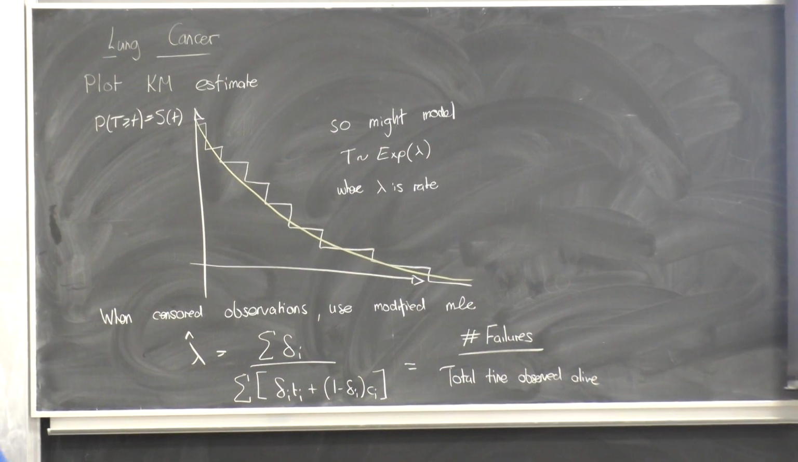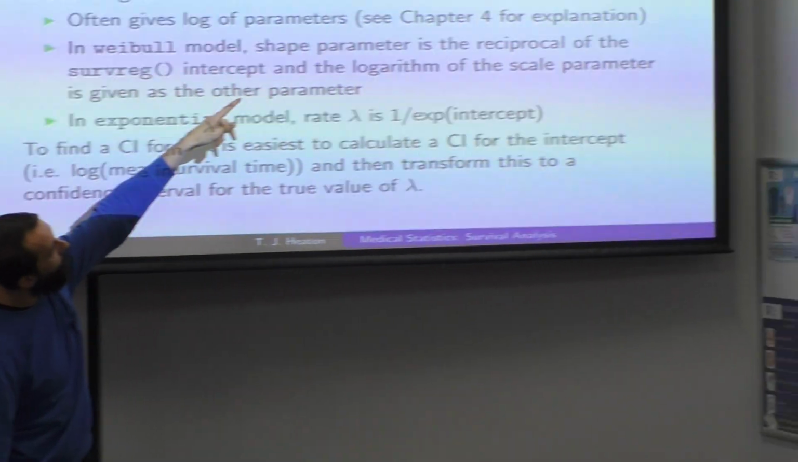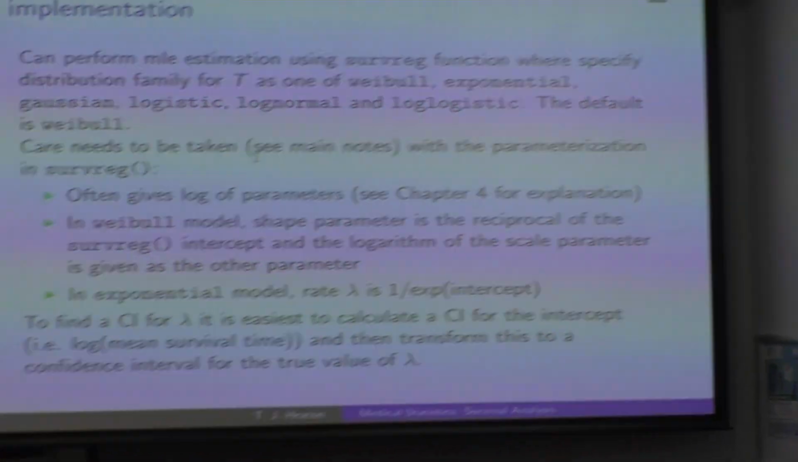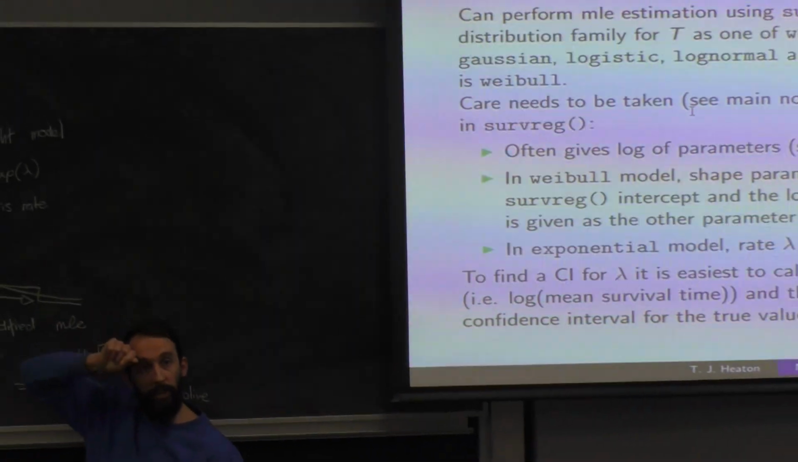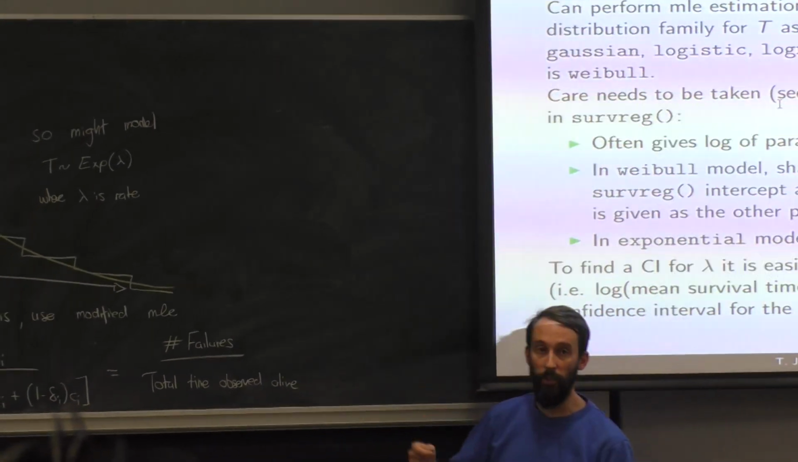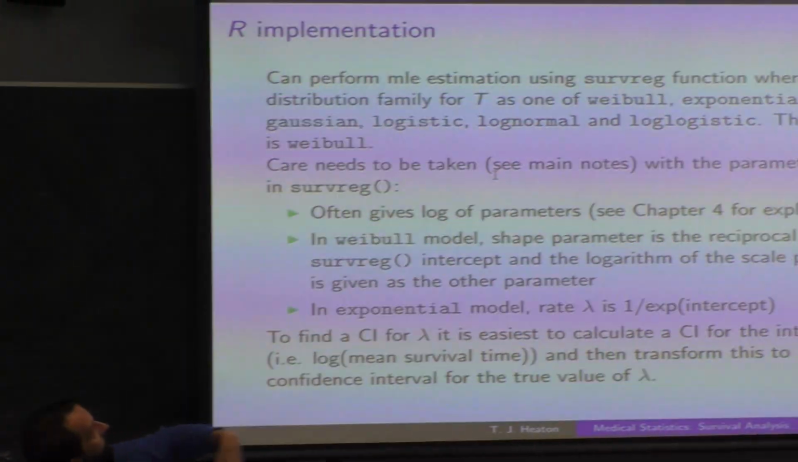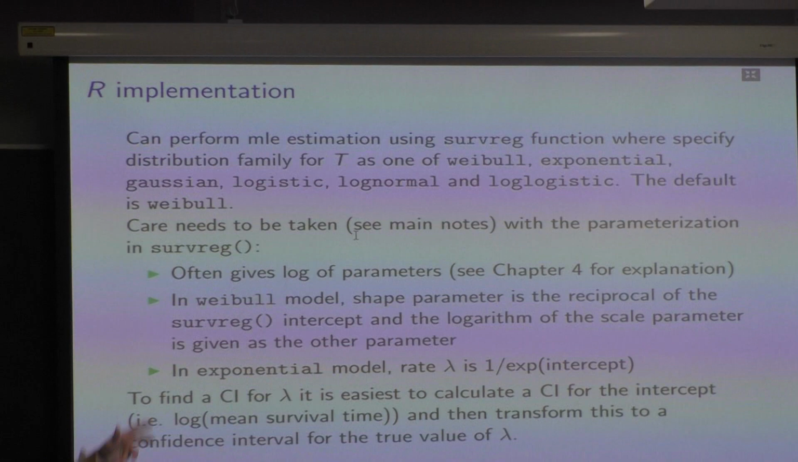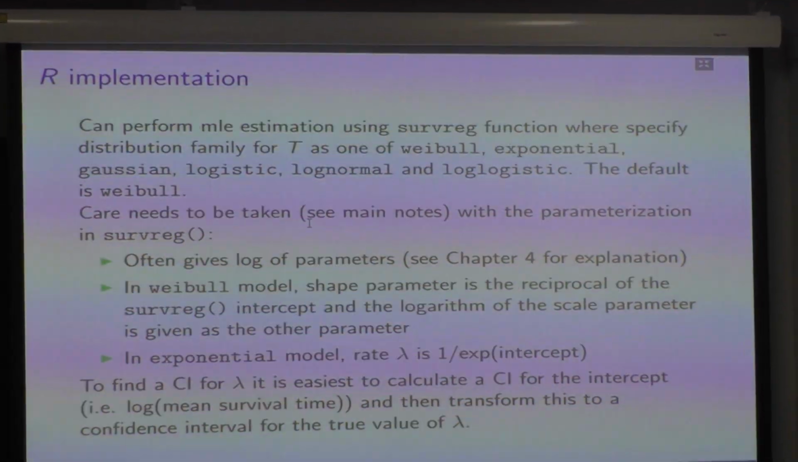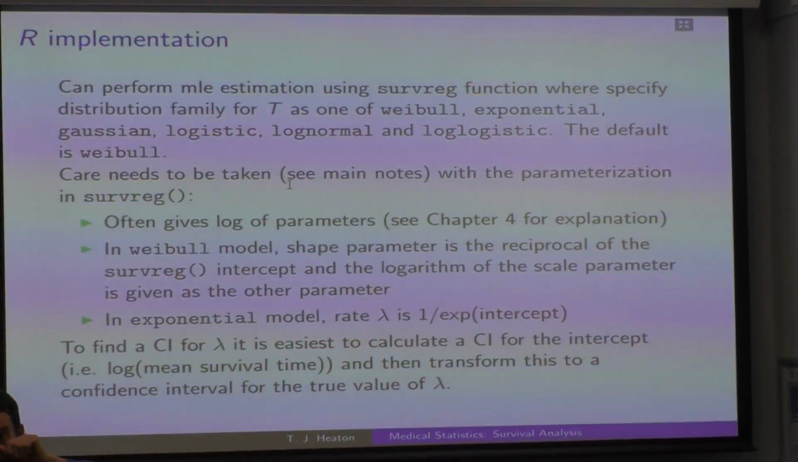The survival library in R will allow you to fit a whole load of different random variables to your data and work out the MLE in the presence of censoring. So you can choose a Weibull, an exponential, a logistic, a log normal, a log logistic, lots and lots. And the function that you can do that in is called survreg.